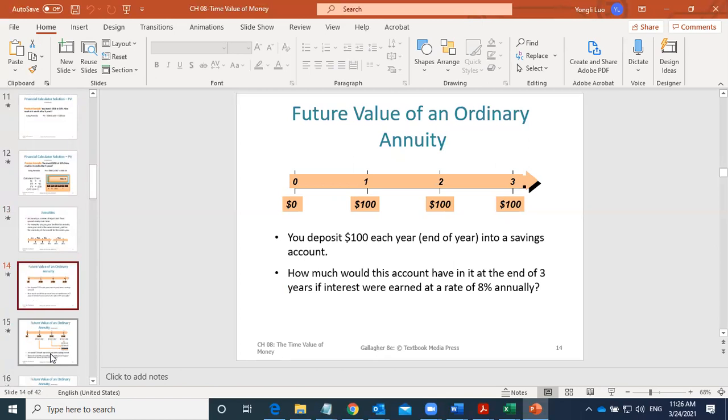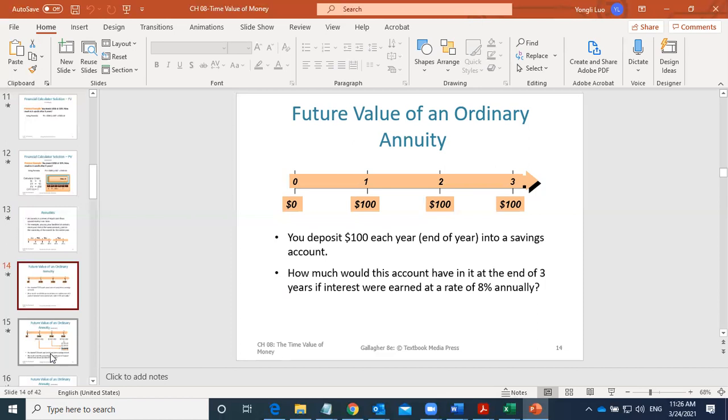Okay, annuity due is when all the payments occur at the beginning of each time period. For example, you have to pay your mortgage early every month, at the beginning of each month, right? That is all annuity due.